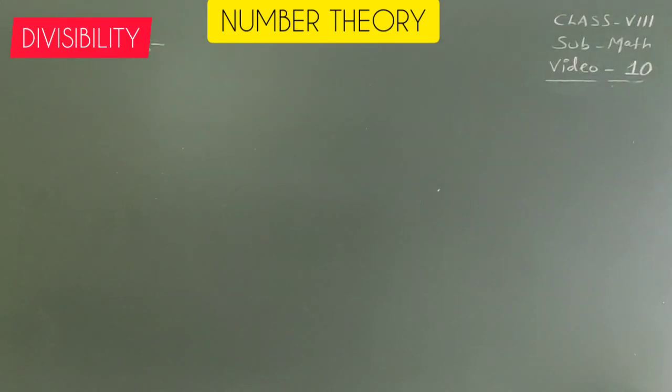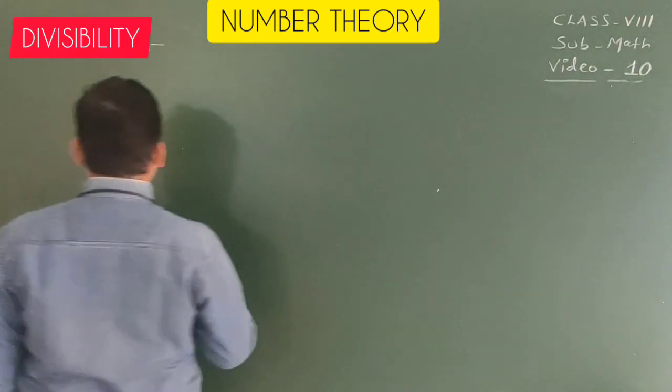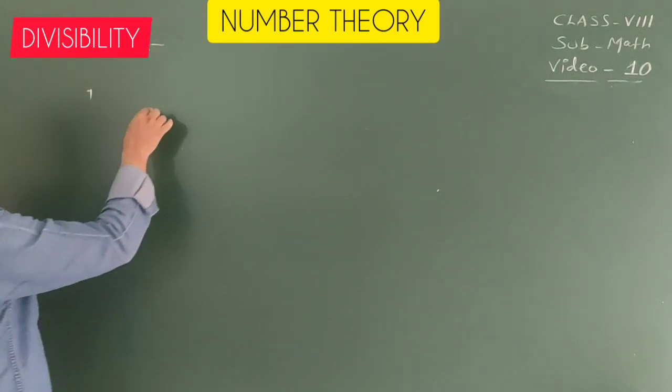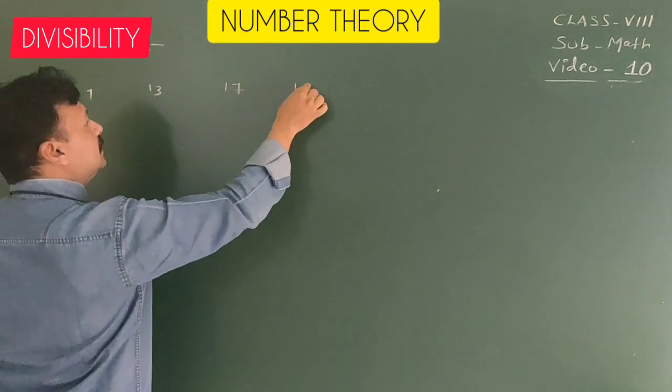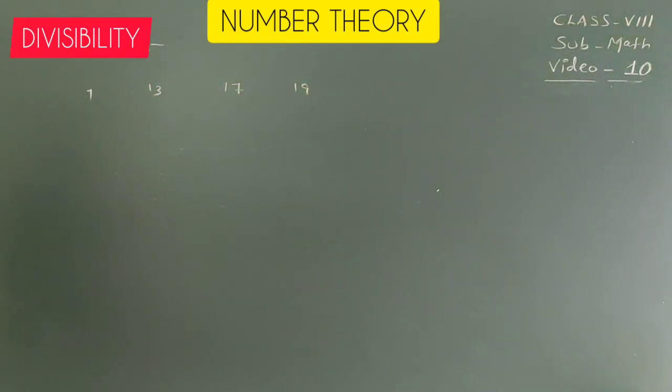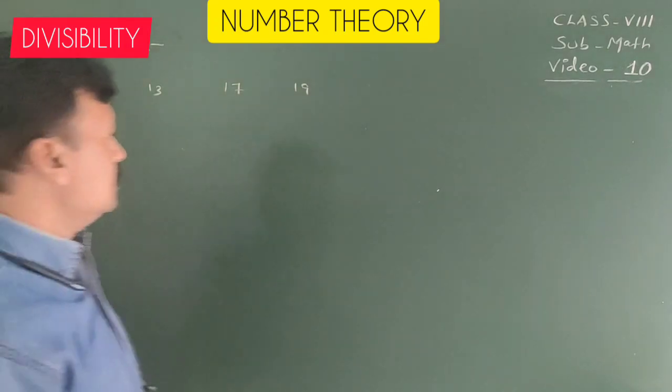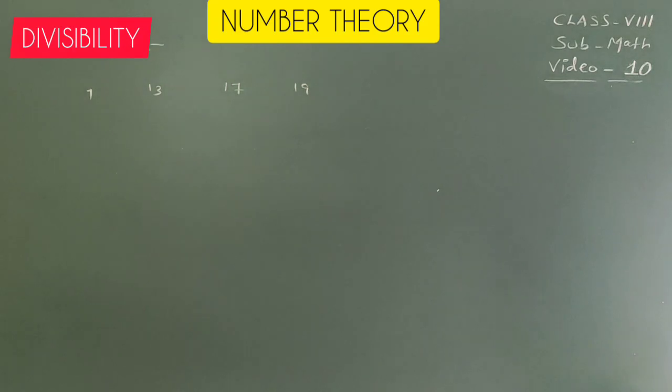In the previous class, we learned the divisibility rules for 7, 13, 17 and 19. These divisibility rules we learned in yesterday's class.